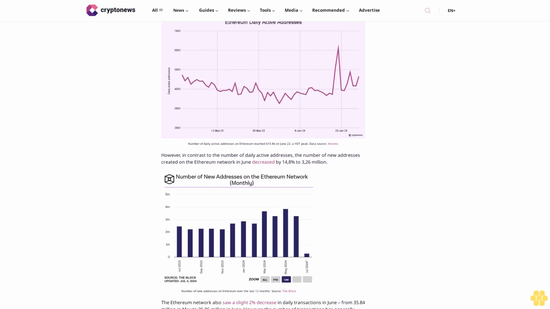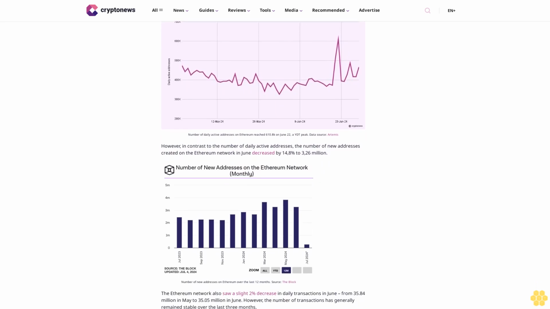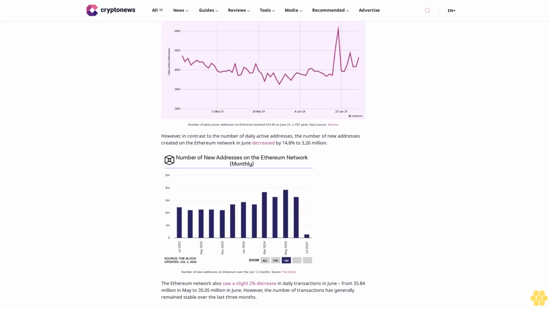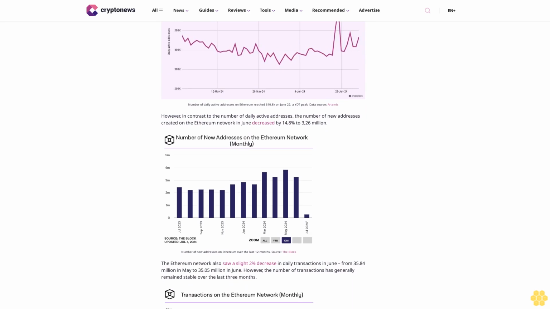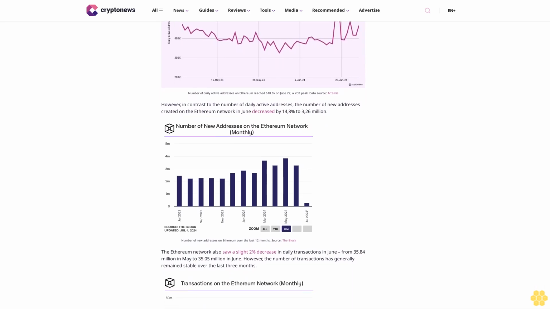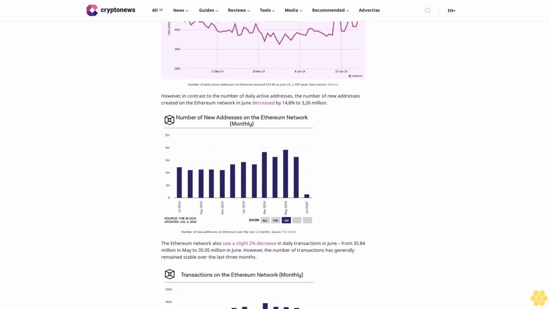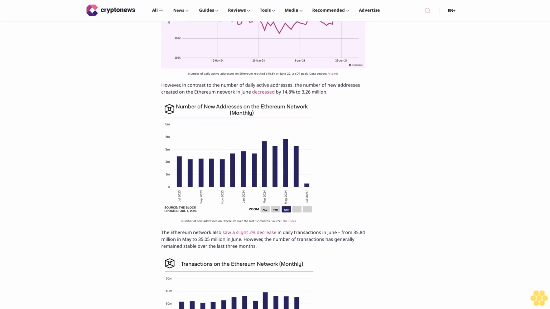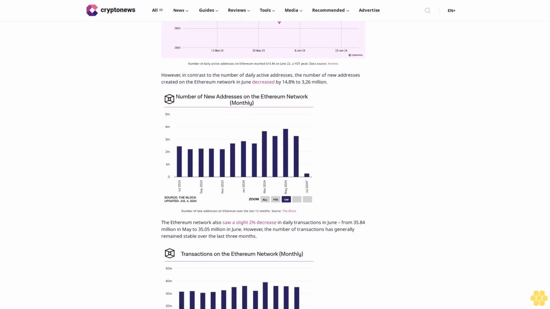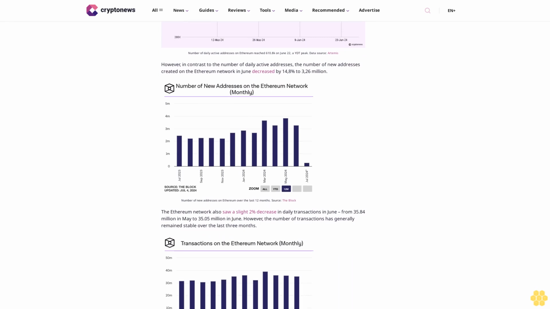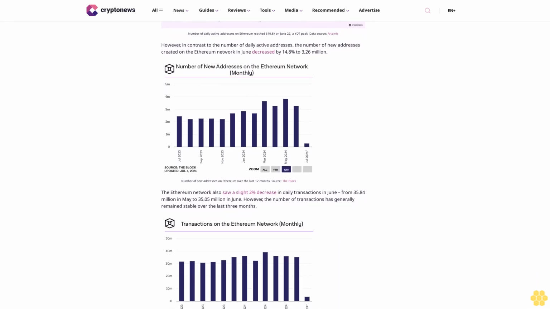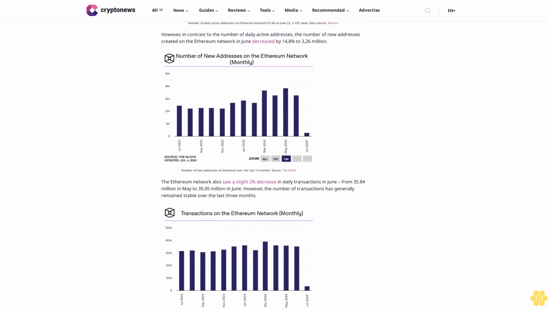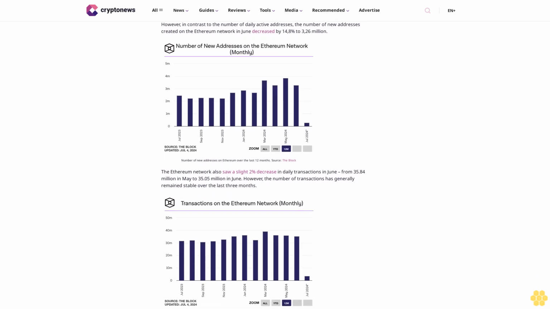Bitwise's chief investment officer, Matt Hougan, projects that spot Ethereum ETFs could attract as much as $15 billion by the end of 2025, suggesting a significant shift in how investors view Ethereum. Mads Eberhardt, a senior analyst at Standard Research, also predicts that spot Ethereum ETFs could see net inflows of $15 to $20 billion in the first 10 months, potentially pushing the price to $6,500 by the end of 2024.